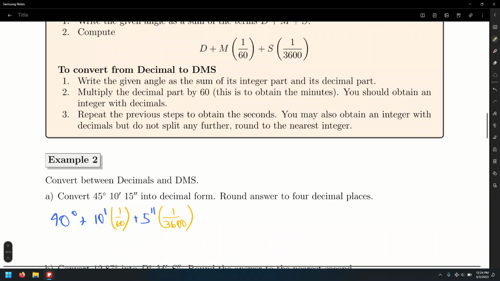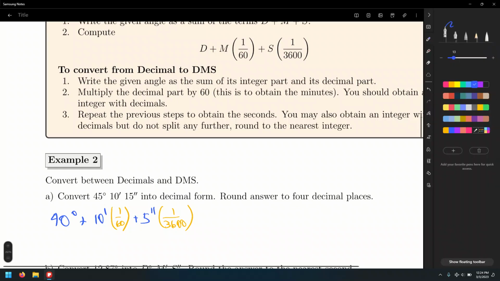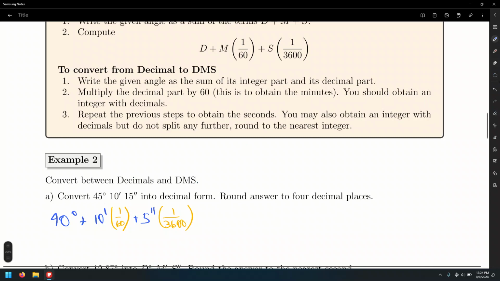And let's just punch this in the calculator. Let's round to 4 decimals for now. Let me give you the answer, and then I'll show you how to do this on the graphing calculator. So that's going to give us 45.1708 degrees. Don't forget the degree symbol. We're still in degrees. Later we are going to move on to the conversion between degrees and radians, and this degree symbol will matter depending on what we're working on.